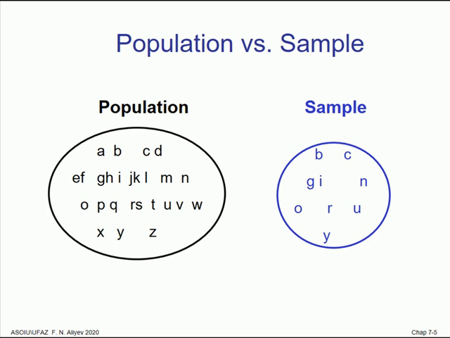Okay, here is a visual representation of the last example. If the population represents the letters in the English alphabet, all letters you see here we consider as the population. Then the sample is some of them selected for analysis.